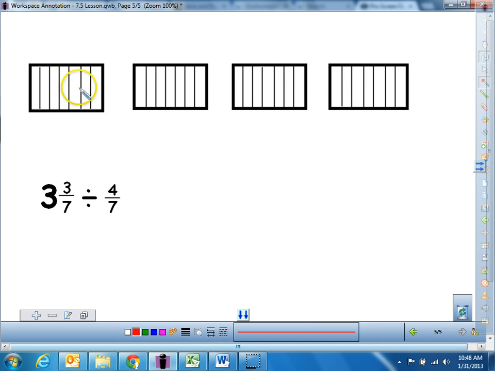Just disregard these boxes up here. Some people like them to visualize, but I find them more confusing than anything. So go ahead and just do this problem here. 3 3/7 divided by 4/7. I'm going to look for it in your notes tomorrow.